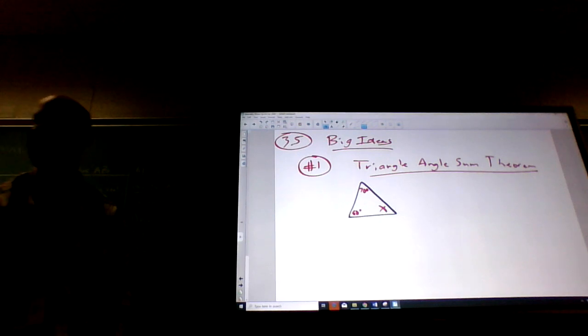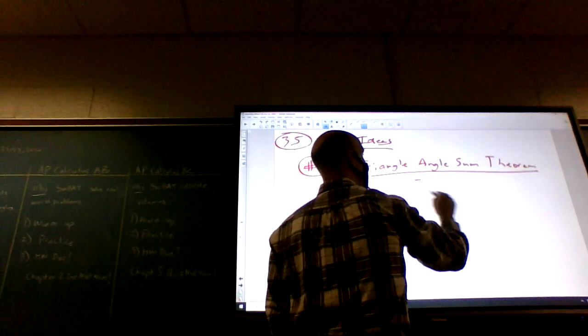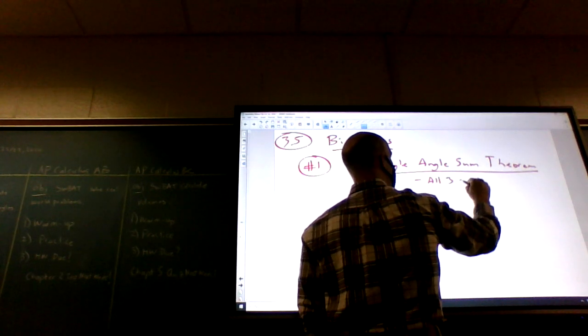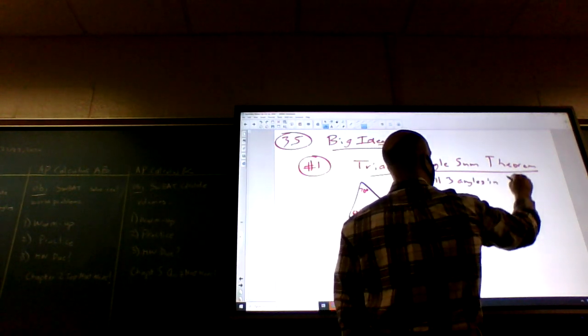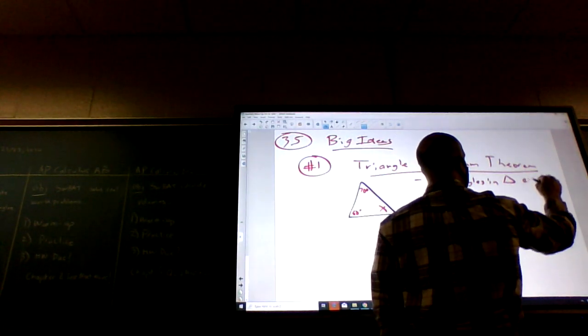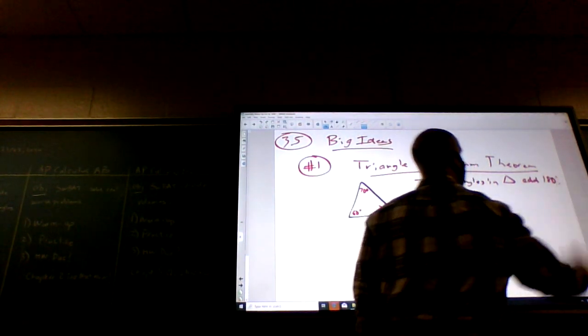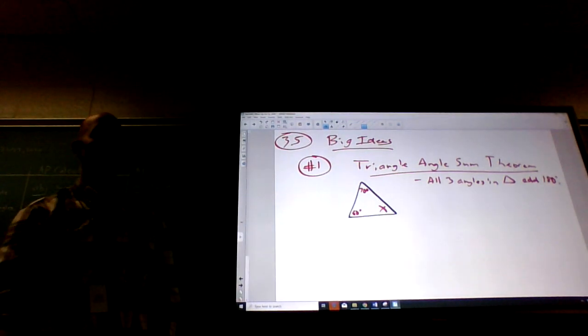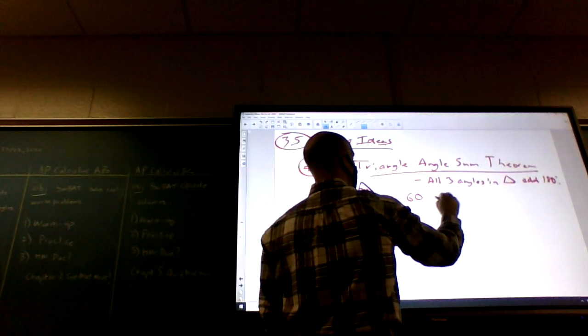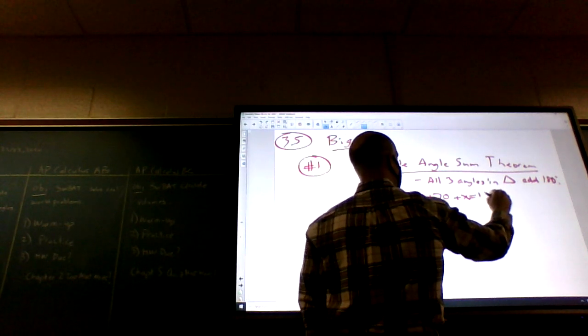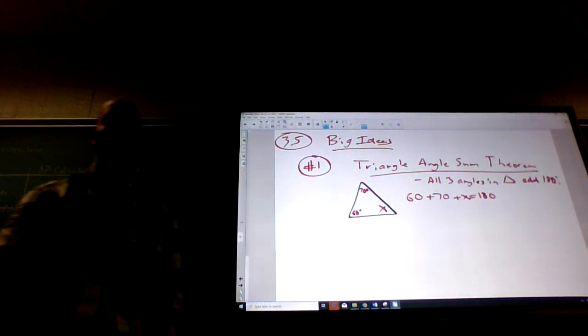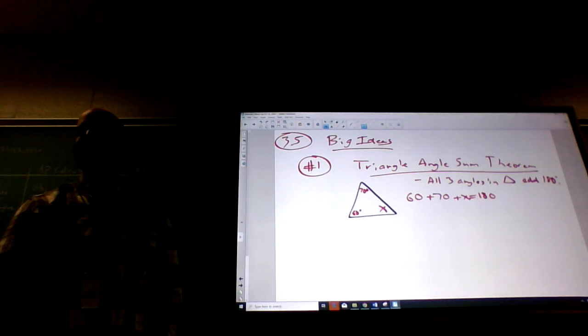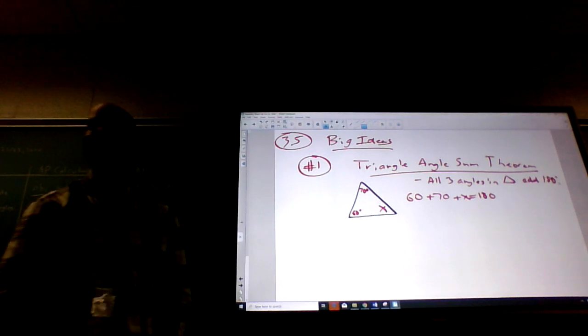Correct. That is the key idea. The triangle angle sum theorem says all three angles in a triangle add to 180 degrees. That is a fact. In other words, 60 plus 70 plus X has to equal 180. Does anybody know what X has to be then in this particular problem? So this is tough, right? 50. It's going to be 50.